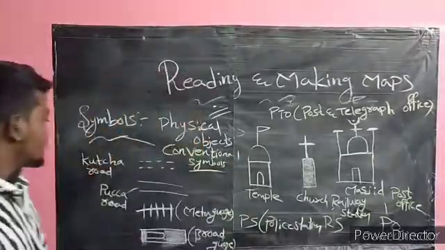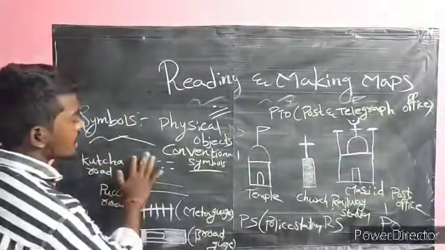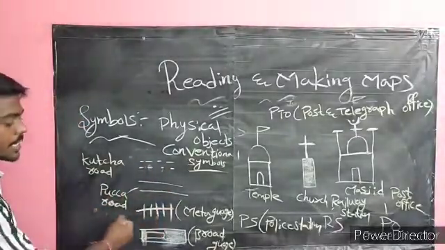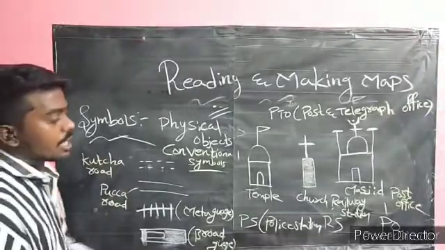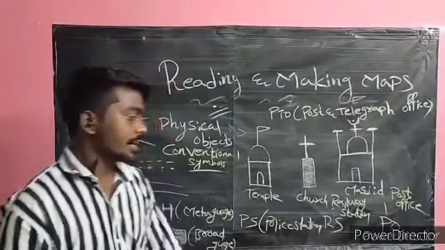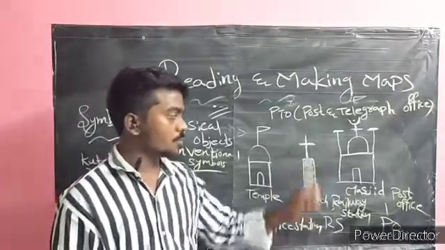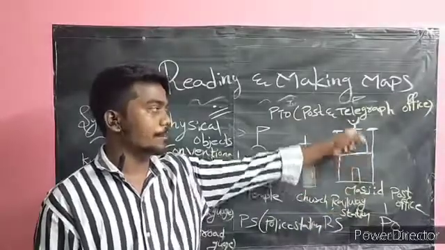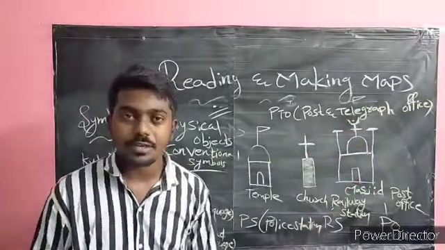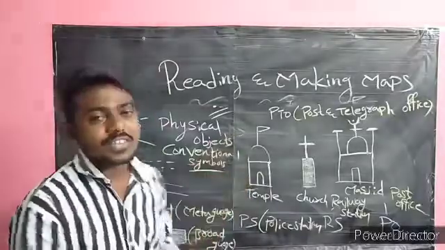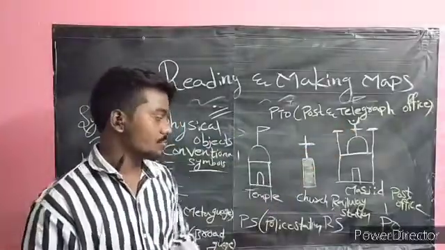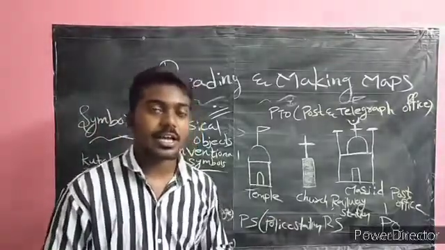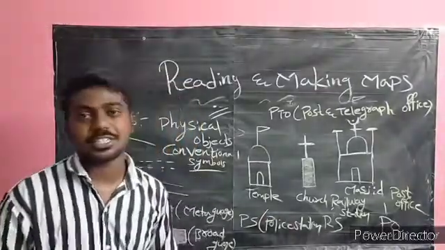Also called conventional symbols. First I told about the Kacha road, the symbol is like this one, and for the Pakka road the symbol is this one, and meter gauge and broad gauge, and the temple is shown like that, and the church has a symbol, and they showed the symbol of the masjid, and they gave some abbreviations, PTO, post and telegraph office, and police station. RS means railway station, and PO means post office.